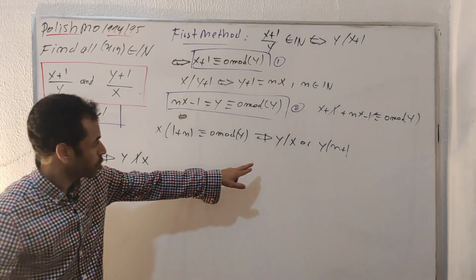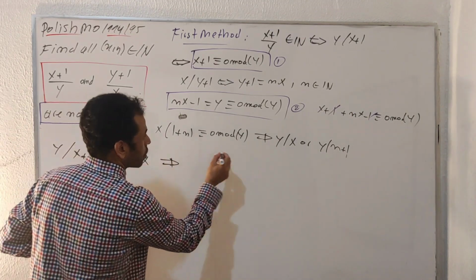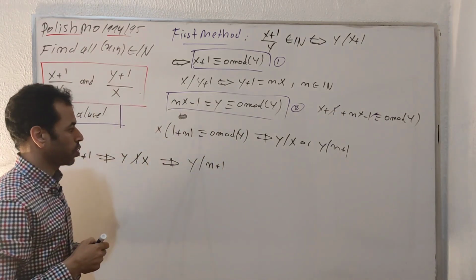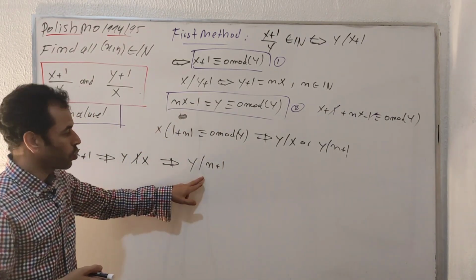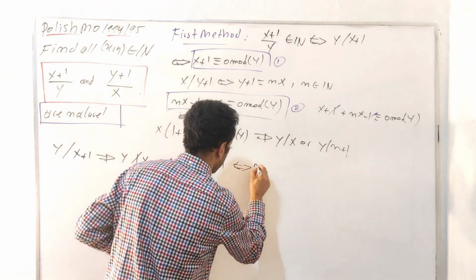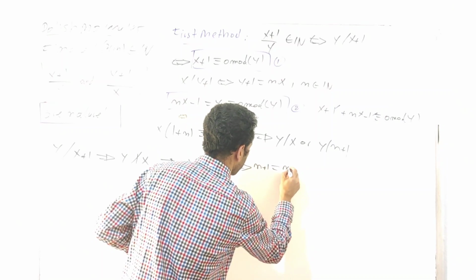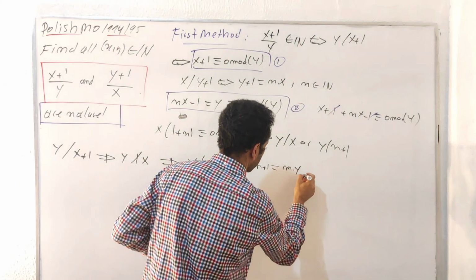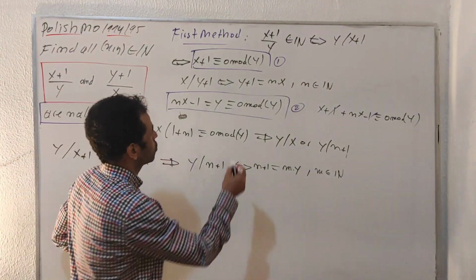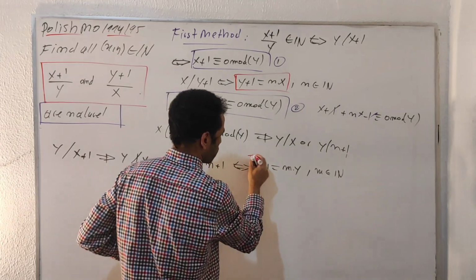Okay, so as we have here, since y does not divide x, y must divide n plus 1. So according to the divisibility statement, this is equivalent to n plus 1 equals m multiplied by y, where m is some natural number. Okay, so I have this expression and this expression.